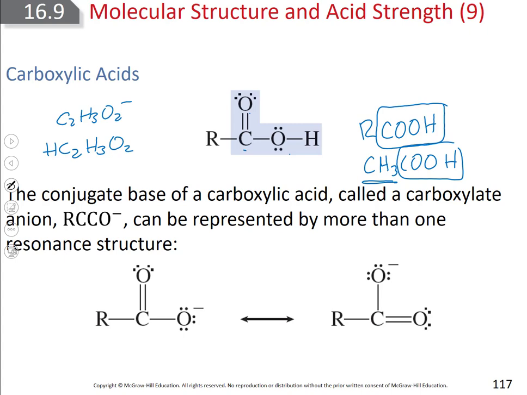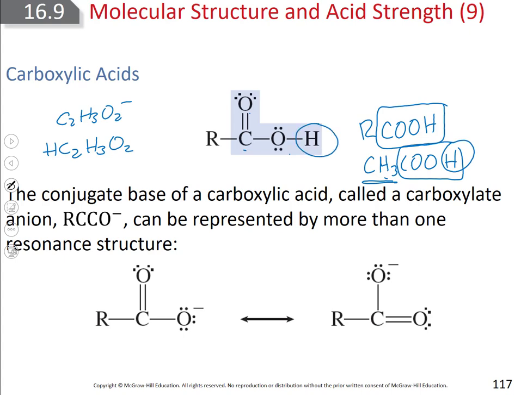Now, in order for this to act as an acid, it has to release the hydrogen. It releases the hydrogen on the end, not any hydrogens inside of the R group. Any hydrogens inside the R group are off limits. Those are not our protons. Our protons are the ones on the end of the carboxylic acid group. So in this structure, this hydrogen right here is our acidic proton. That's what's going to get donated.